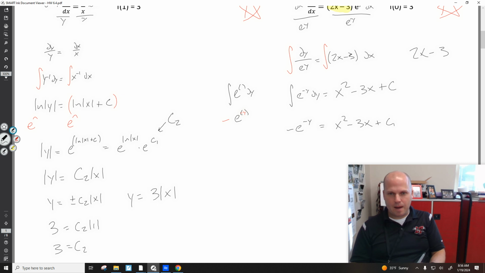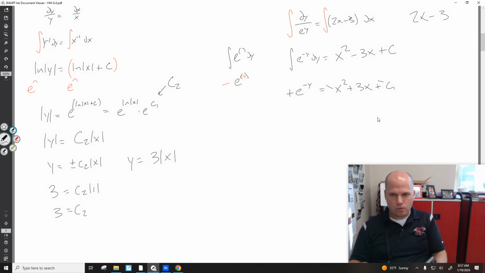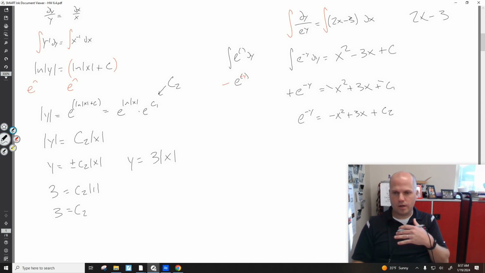Okay, I'm going to take the opposite of both sides to get rid of this negative. So that becomes a negative x squared, a positive 3x. You can write this as negative c1, or you could just write it as a new c2, which I'm going to do, where c2 is equivalent to the opposite of c1. So plus c2 or minus c1, doesn't matter. We're going to end up with the same stuff.